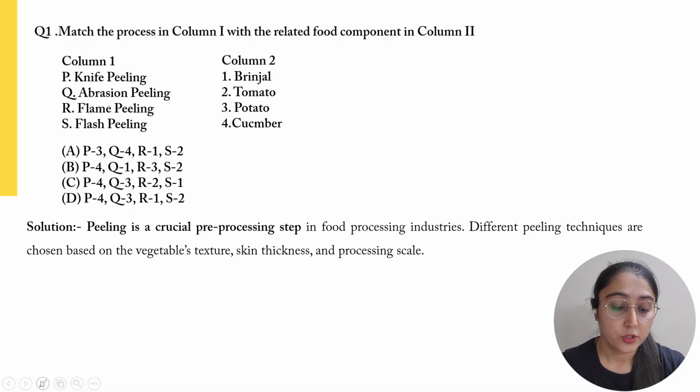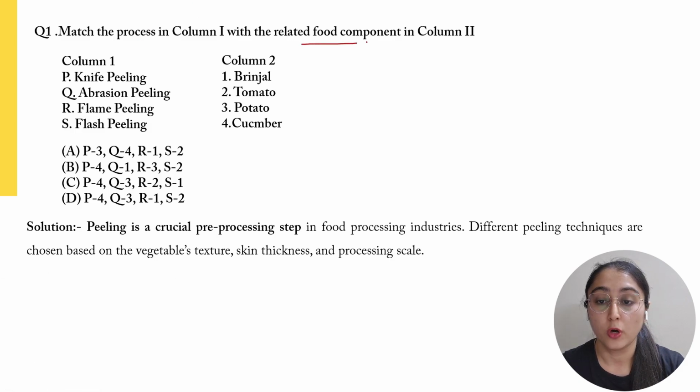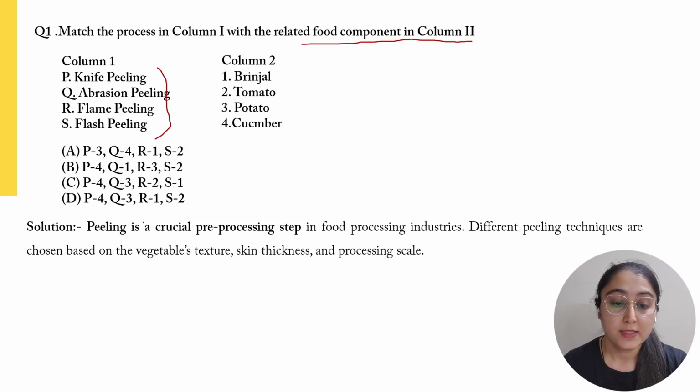So beginning with the first question, we have: match the process in column 1 with the related food component in column 2. What we basically have in column 1 is different peeling methods and we need to match them to column 2. So now let's understand all of these peeling methods one by one.